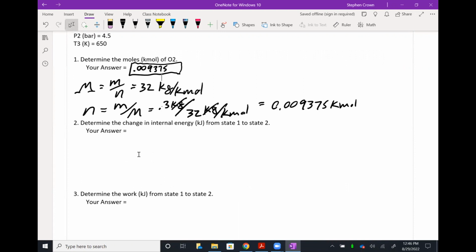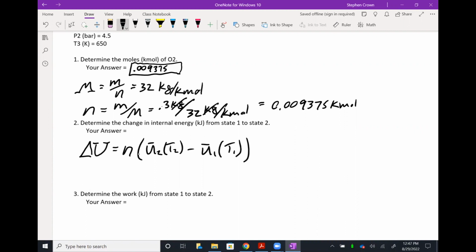We can write out the equation for internal energy, and we'll do it per mole. So we have N times (U2 bar at T2 minus U1 bar at T1). If we're thinking ahead, we can save ourselves some time, but let's go ahead and look up U bar at T1. So we'll go back to our tables.